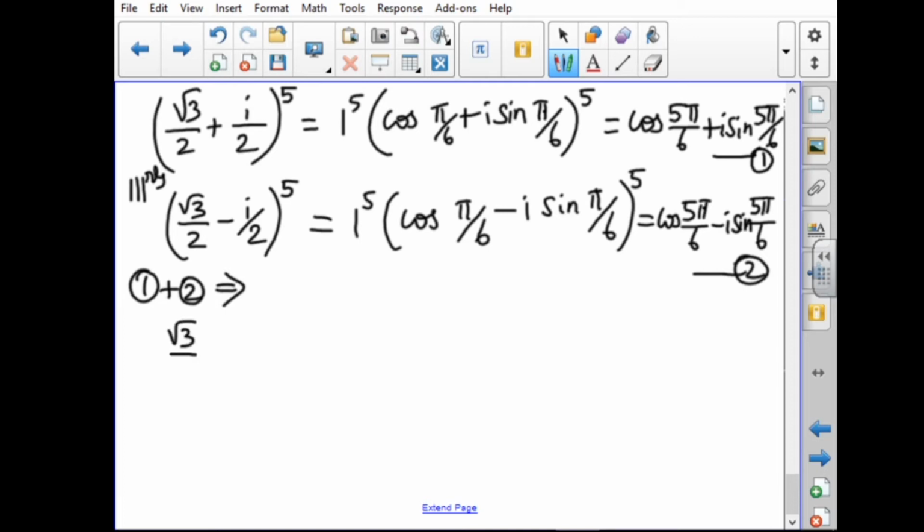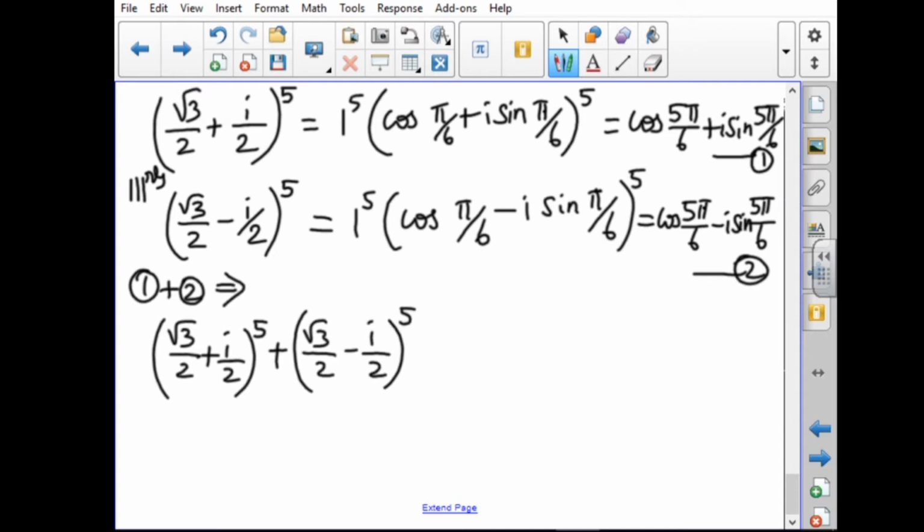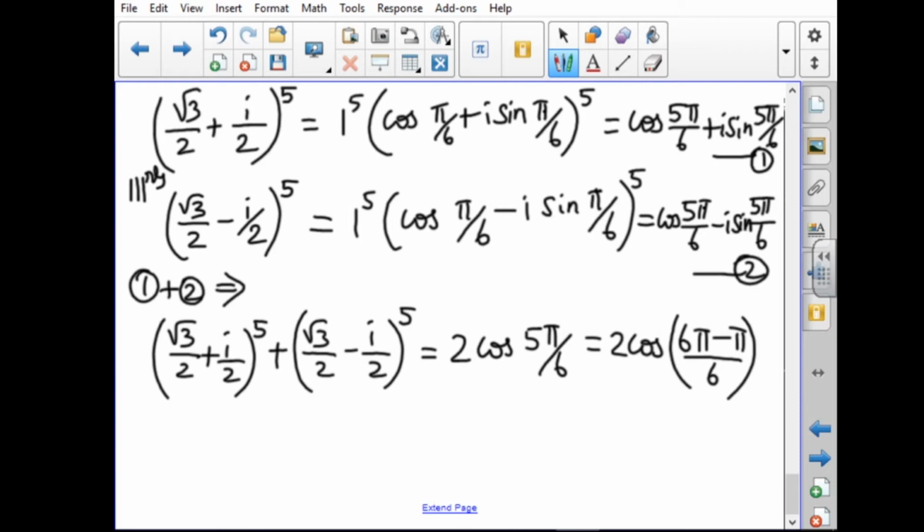So (root 3 by 2 plus i by 2) whole to the power 5 plus (root 3 by 2 minus i by 2) whole to the power 5. Whenever we are adding, the minus i sign and plus i sign will get cancelled. So we will get 2 cos 5 pi by 6. So how can you split 5 pi by 6? 5 pi can be taken as a multiple of 6 and subtract. So we can write this as 2 cos (6 pi minus 5 pi) by 6. First we can replace 5 pi as 6 pi minus pi.